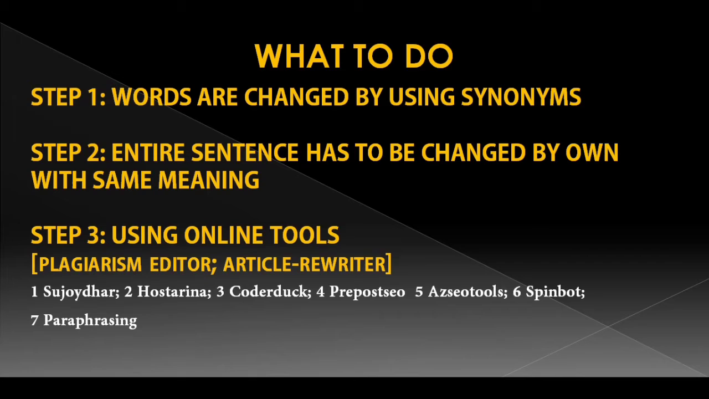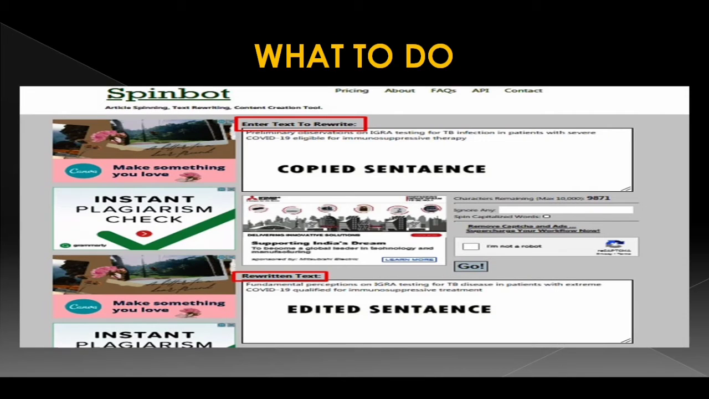Here I have given seven different article rewriters or plagiarism editors, that are Sujaida, paraphrasing, Spinbot, Coderdeck. You can use any of all seven to edit your copied content. Okay, here I have taken Spinbot.